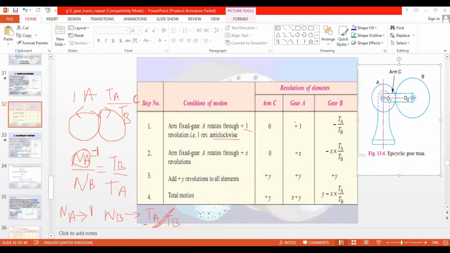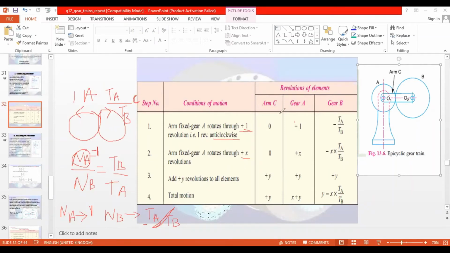Here I have 0 multiplied by plus X. We will not have anything against 0. Here plus 1 is 1 revolution, but here that is X, so I will multiply it by X. Plus 1 into plus X is plus X. For 1 revolution, I have TA upon TB revolutions for gear B, so I multiply this by X and have minus X into TA by TB. This is for the 1 revolution condition, and this is for the X revolution condition.